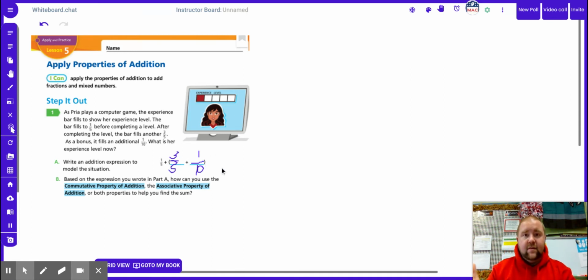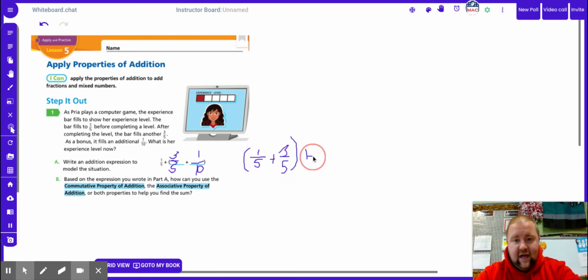So now when I said before we want to use the associative and the commutative properties in order to help us make this problem a little bit easier to solve, this is a great example of that, because we have two numbers here that already have a common denominator, which is 1/5 and 3/5. So I'm going to go ahead and put those in my parentheses. I'm going to say 1/5 plus 3/5, and then I'm going to add 1/10.